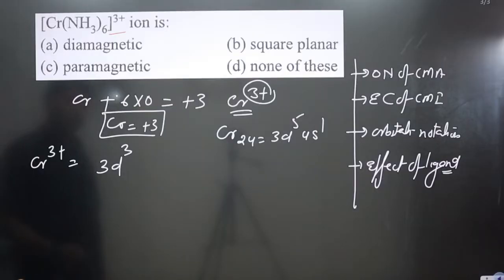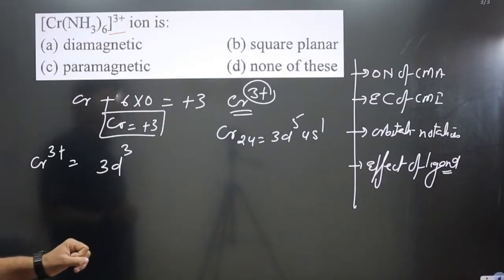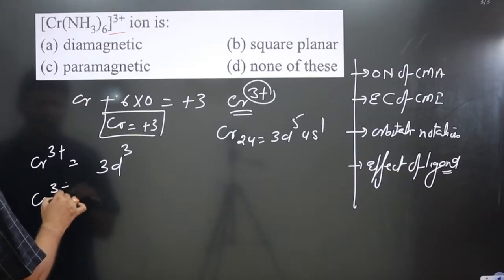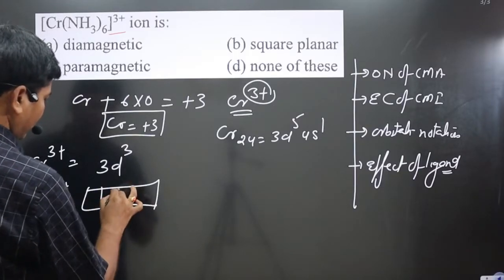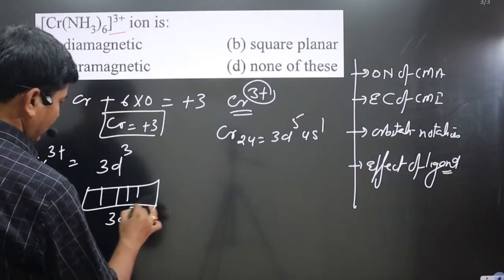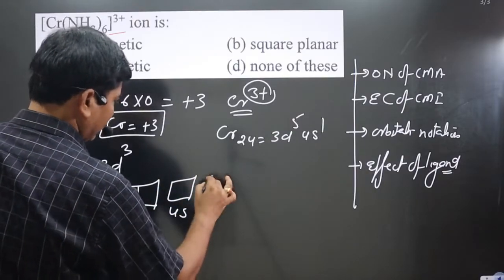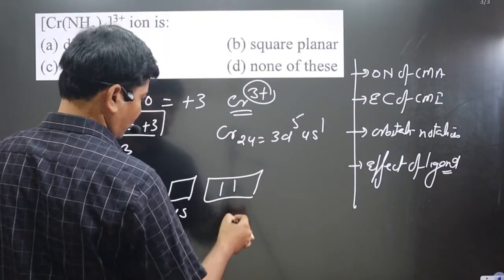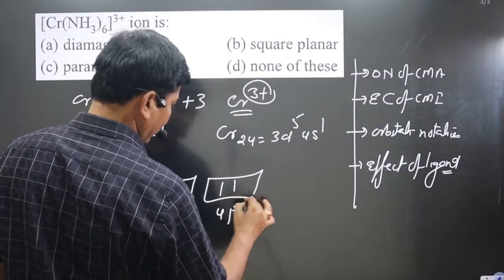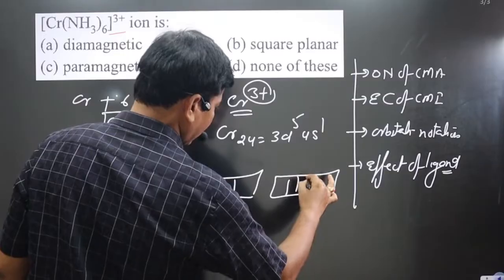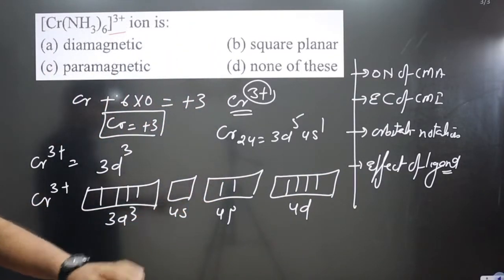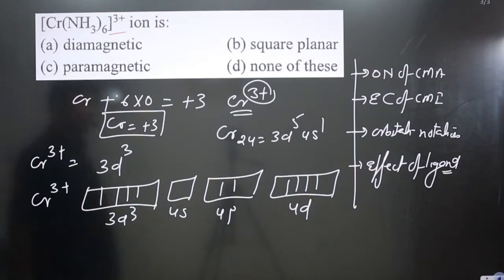Next, let's write the orbital notation. For Cr3+, first we have the 3d orbitals, 3d3, then we have the 4s orbital, then the 4p orbital, and then the 4d orbital. These are all vacant orbitals. 3 electrons are there.